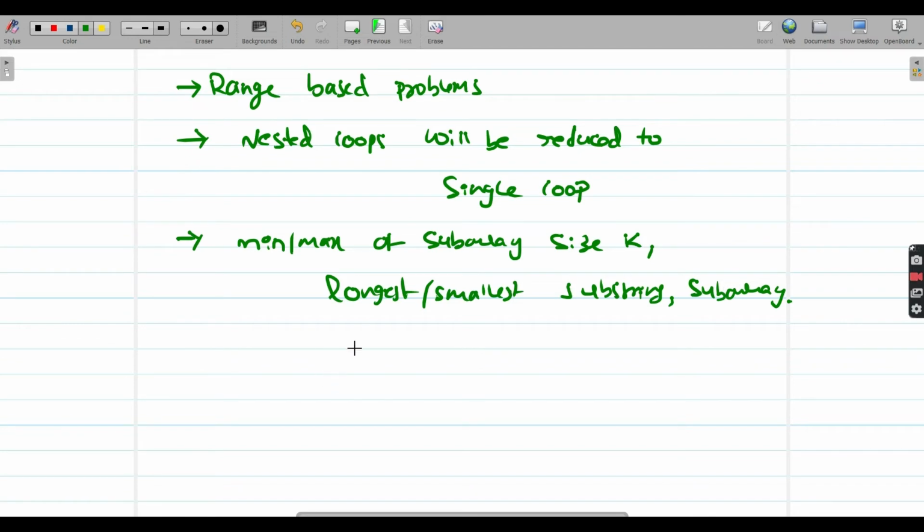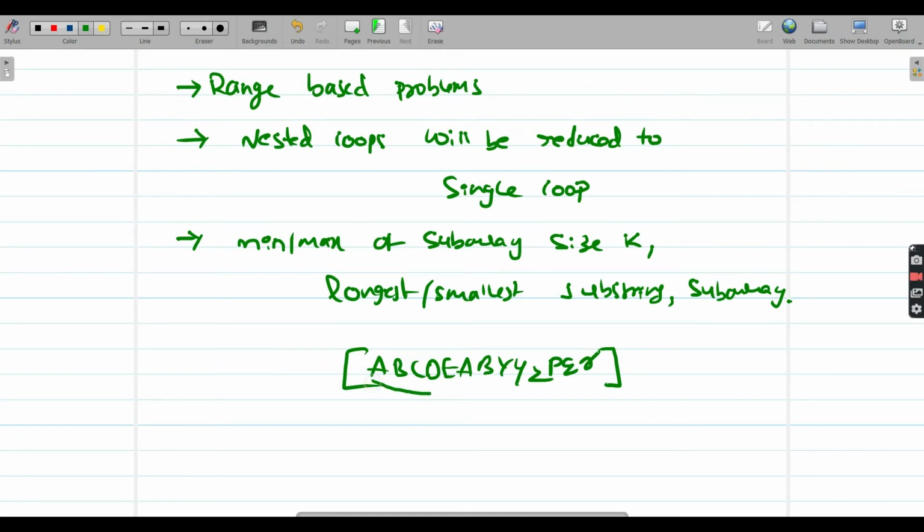For example, I have a string A, B, C, D, E, A, B, X, Y, Z, P, Q, R. Let's assume this is my input array. What I need is to find the longest subarray with unique characters. So what is a unique character?